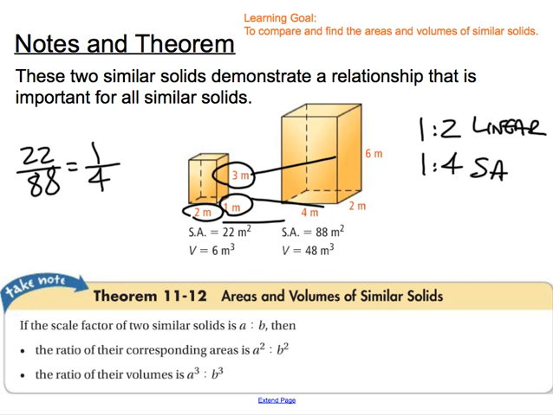If we look at their volumes, we compare them, 6 to 48. Both of these share a common factor of 6, so this reduces to 1. 48 divided by 6 is 8. So the ratio of their volumes is 1 to 8. So you can see that this is 1 cubed and 2 cubed.